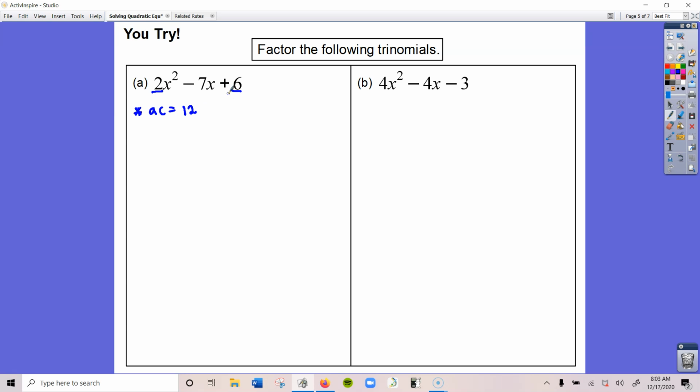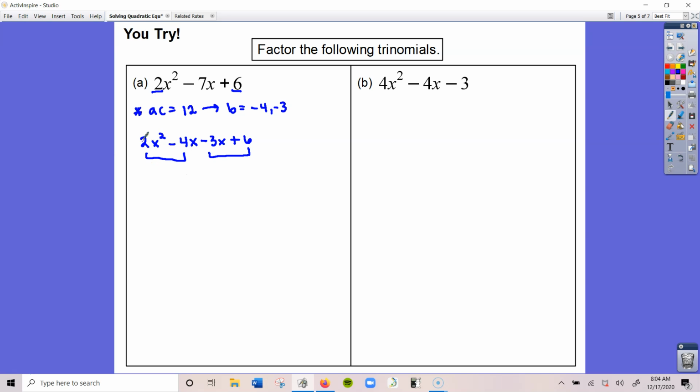And now we have to think of the two numbers that would multiply to give me 12 and add to give me negative 7. Since the 12 is positive and the 7 is negative, that means both of my numbers that multiply to give me 12 have to be negative. So two numbers that multiply to give me 12 and add to give me negative 7 would be negative 4 and negative 3. And now I'm going to rewrite this quadratic using those two numbers for b. So instead of negative 7x, I would write negative 4x minus 3x plus 6. And now I would factor by grouping.